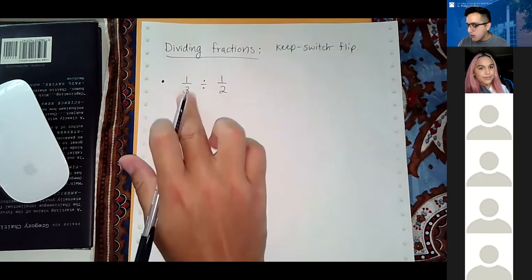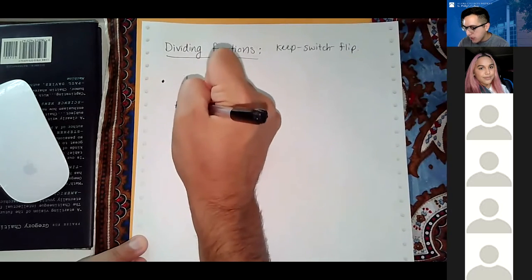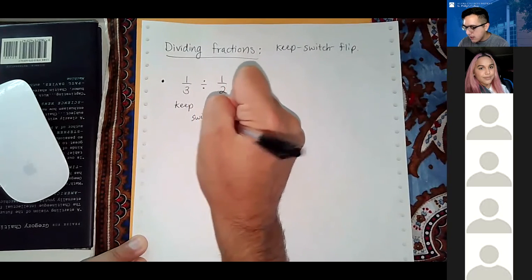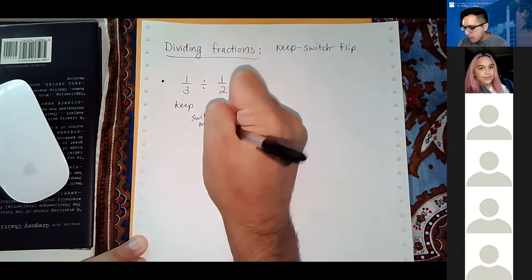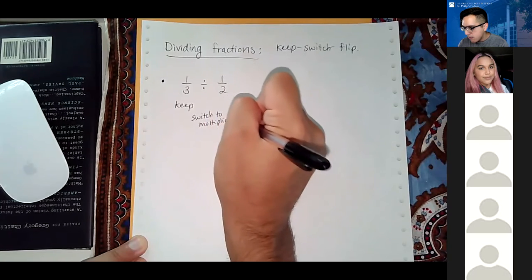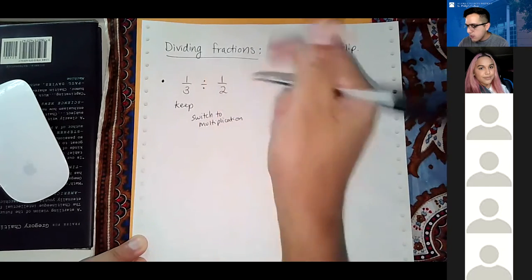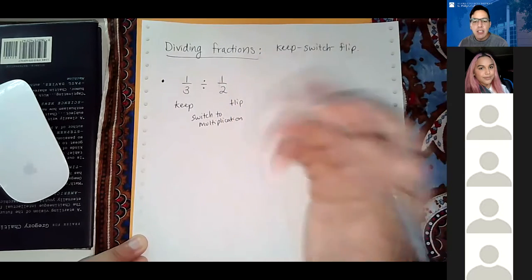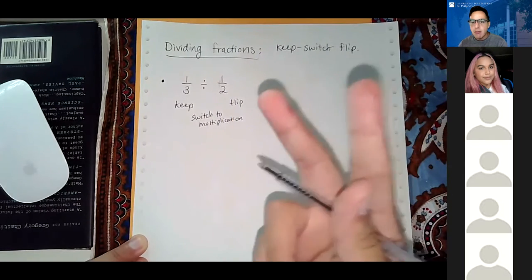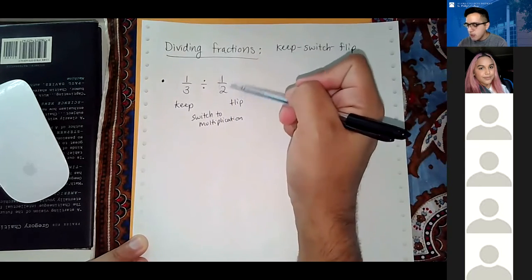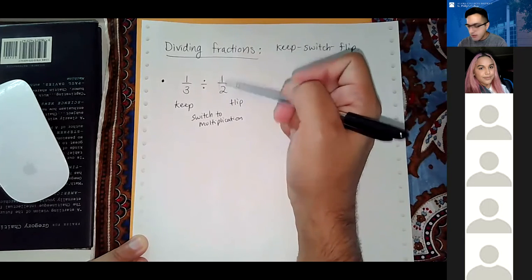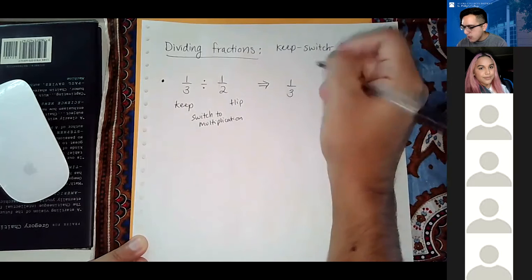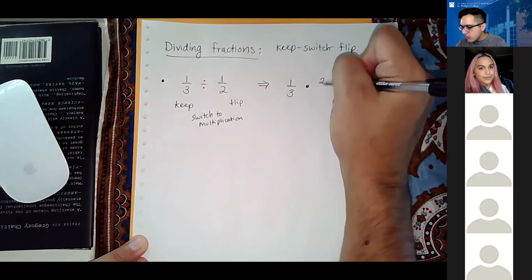We're going to keep the first fraction. We're going to keep it the same. We're going to switch to multiplication. And then we're going to flip this fraction to what we call its reciprocal. So we're going to flip the fraction so that the denominator becomes the numerator and the numerator becomes the denominator. So what do I mean by that? We're going to rewrite this as 1/3 times 2/1.